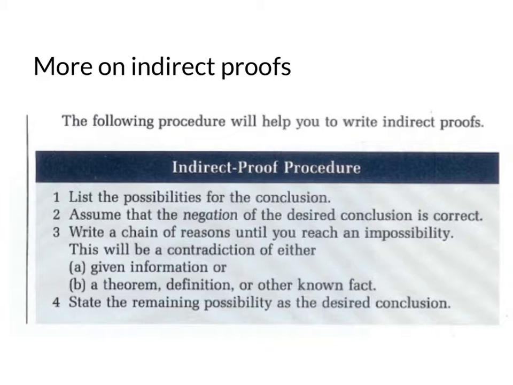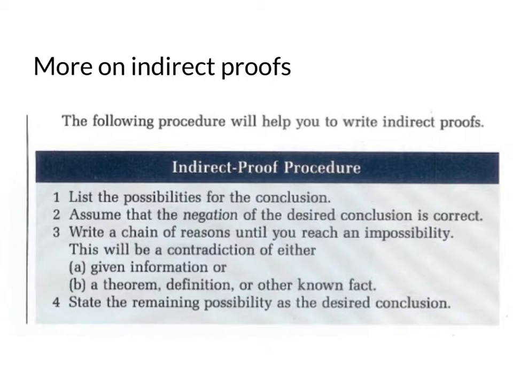I want you to circle this step. You will have a contradiction, but you're either going to contradict given information that's been given to you in the proof or a theorem, definition, or other known fact. For example, you may prove that all 3 angles of a triangle are more than 180. Well, you know by the triangle sum theorem that that will not work. So therefore, it might be a given fact or given information or something that's a theorem, definition, or other known fact. Then step 4, state the remaining possibility as the desired conclusion.